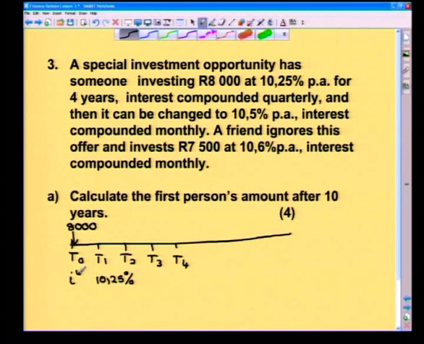So remember how I did it? I put R with a 4 in a bracket like this, equals, and then it says at this point things change, and for the next few years the interest rate is now going to be compounded monthly at 10.5%. So things are going to change and become a little bit better on this investment. So let's see how this guy does.